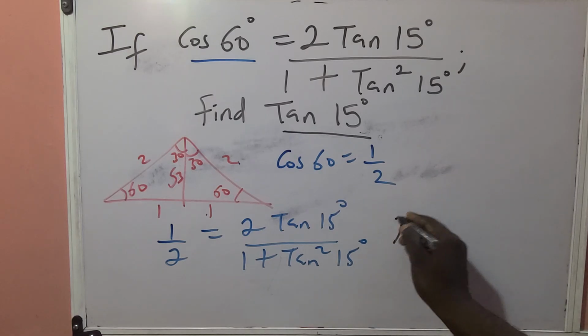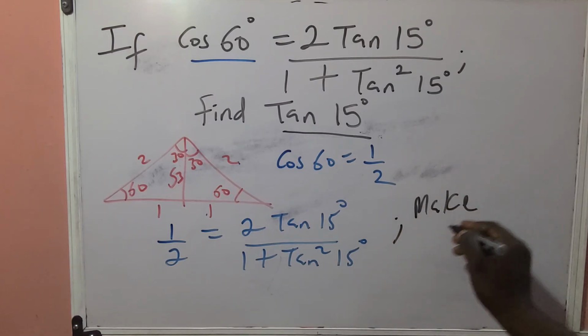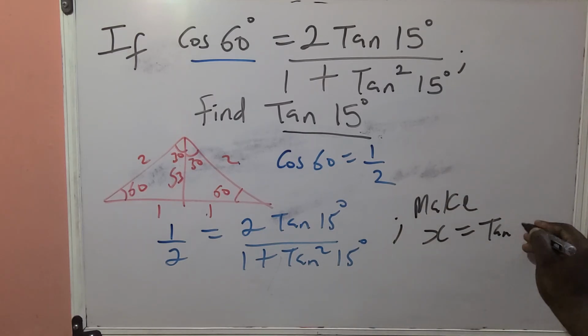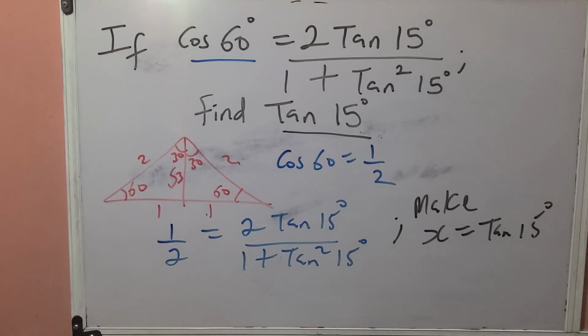If I decide to make x equal to tan 15, once I'm able to find x, I've gotten my tan 15 degree. So I can change tan 15 to x so that it will be much easier to solve. So I'll have 2x all over 1 plus x squared, because this is tan 15, everything else squared. You can see we have been able to arrive at a much more feasible solution.